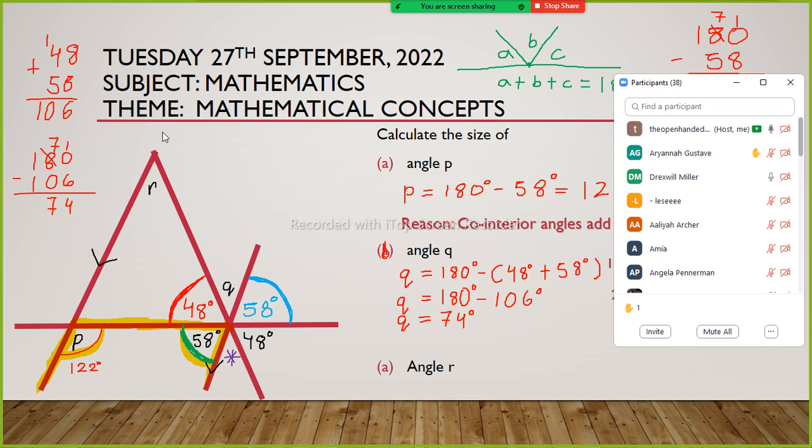Draxwell, I see your mic open. You want to take a shot at it? Yeah, it would be 180 minus the sum of 48 and 58. Why 48 and 58? I think it's 48 and 48, because I'm just staring at this parallel line you have here.